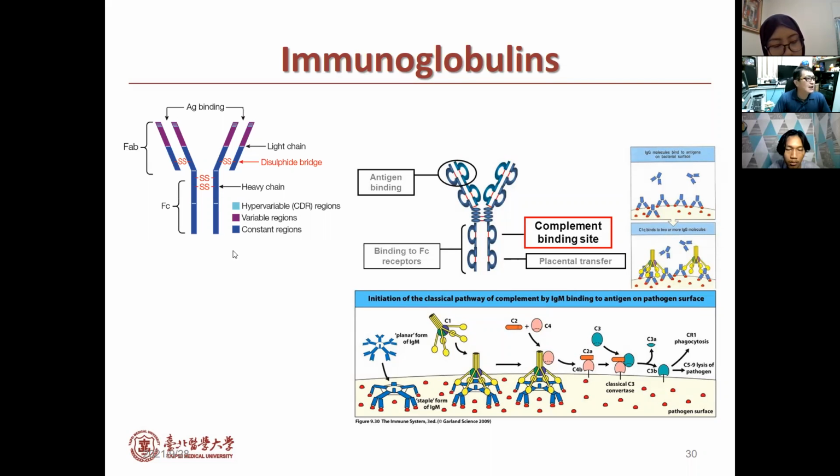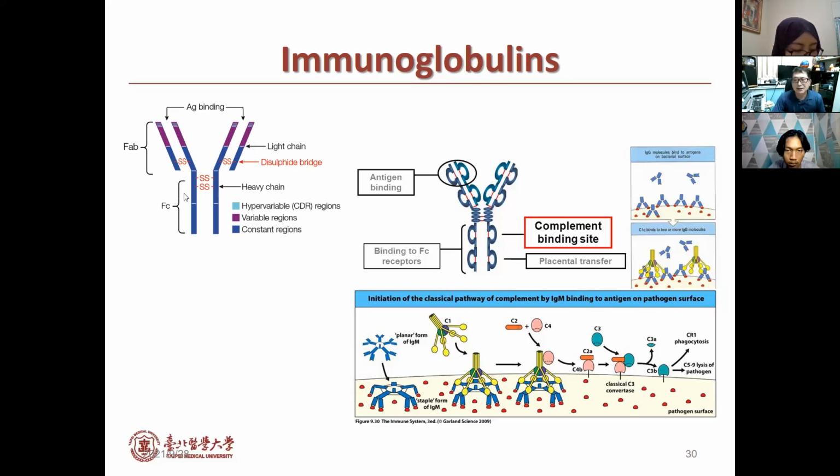Another part here is the FC region, and here it shows you the FC region has more constant region. I mean, the sequence is not changed that much, but the variable region in the antigen binding site here is changed a lot. Between the light chain and heavy chain, and between heavy chain and heavy chain, disulfide bonds make the four peptides together to form IgG. Here is the structure domain.